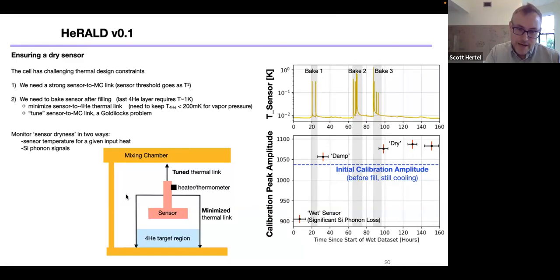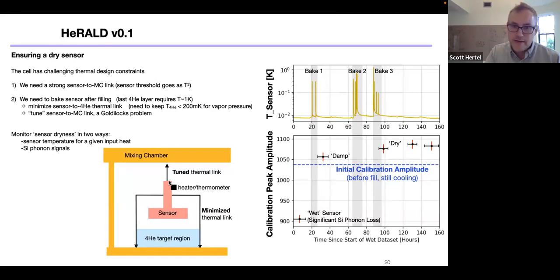We minimized the thermal link between the sensor and the rest of the cell, especially the helium-4, because we don't want the helium-4 vapor pressure to increase when we bake the sensor. And we need to tune the thermal link between the sensor and the mixing chamber up here so that when we bake the sensor, it's isolated enough to get quite hot, but connected enough to get back down to sub 10 milliK temperatures afterwards.